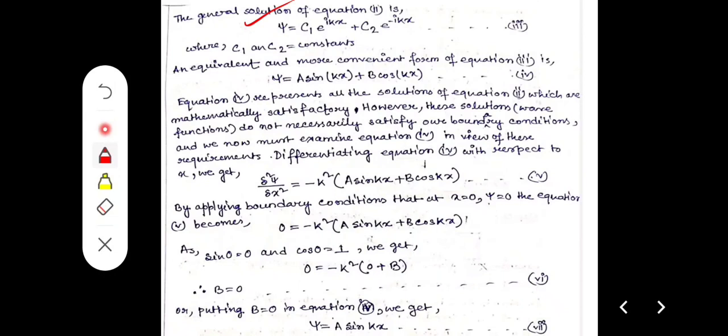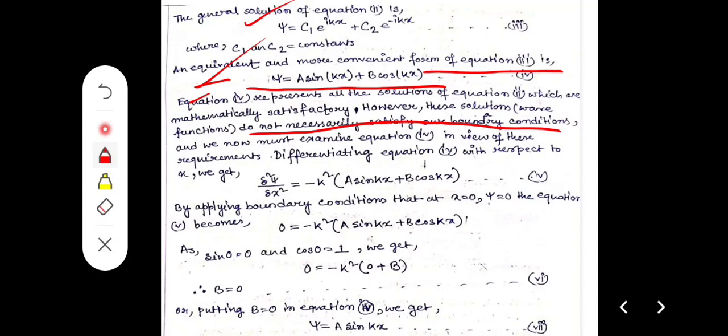An equivalent and more convenient form of this equation, which we use in many cases, is psi equal to a sin kx plus b cos kx. This equation represents all the solutions which are mathematically satisfactory. However, mathematically satisfactory solutions do not necessarily satisfy our boundary conditions. So we now must examine the equation in view of the boundary condition requirement. That's why we have to examine this.